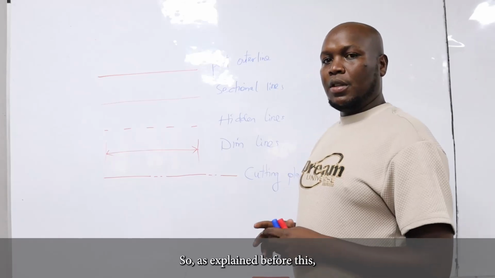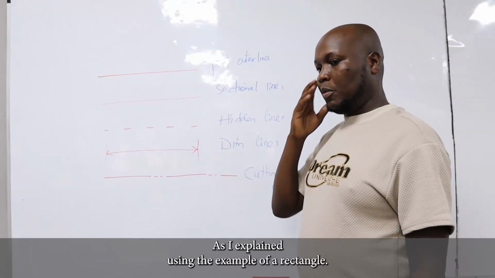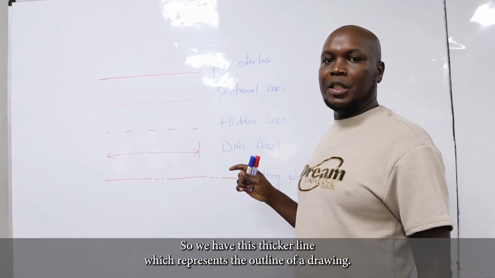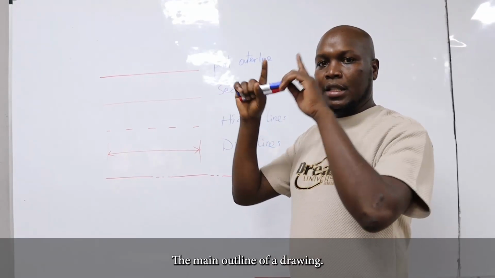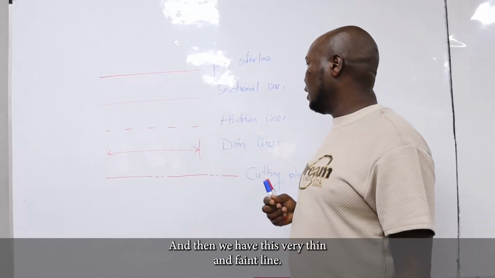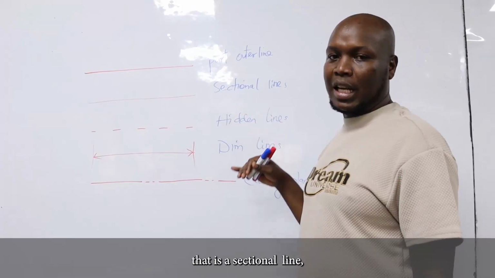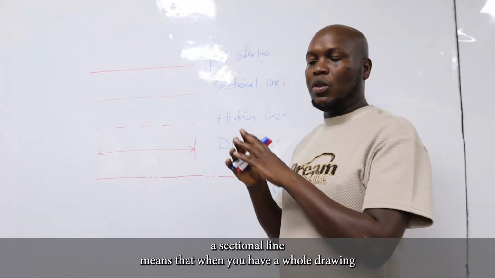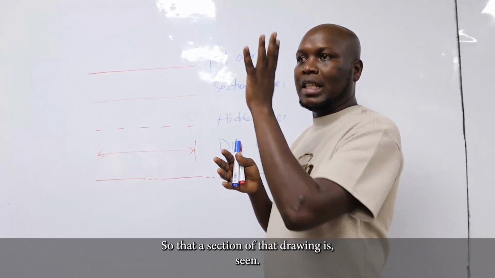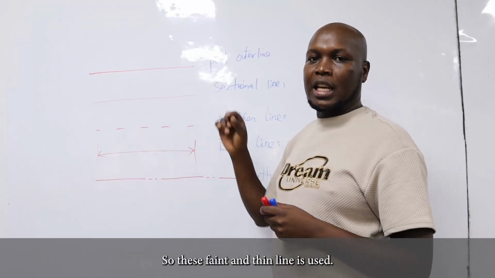As explained before, on the whiteboard behind me there are different types of lines, as I explained using the example of a rectangle. We have this thicker line, which represents the main outer line of a drawing. And then we have this very thin and faint line, which in a drawing communicates that it is a sectional line. A sectional line is used when a whole drawing is divided into half or a quarter so that a section of that drawing can be seen; these faint, thin lines are used.